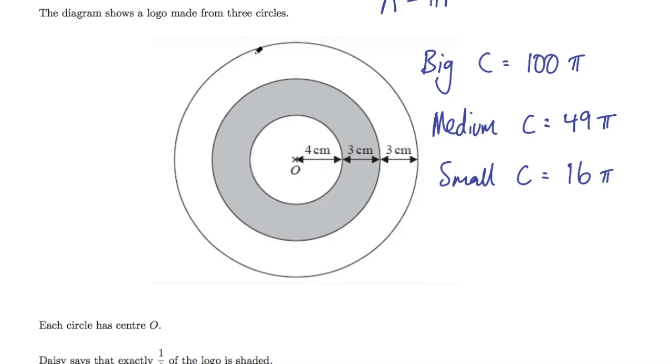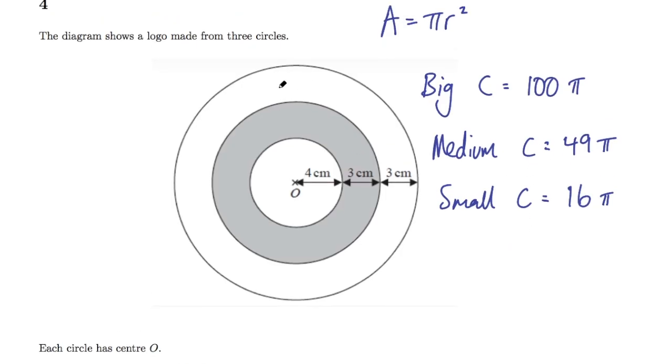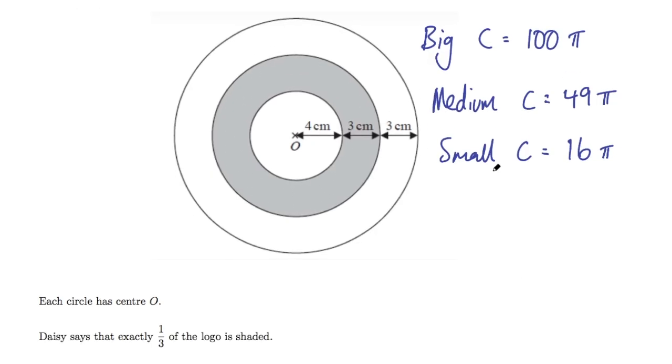So is there a way that we can find the shaded area using the areas that we have found? Well, yeah, there is, isn't there? We can subtract this small circle from the medium circle, and that should give us the shaded area. So we can say shaded area equals the medium circle, 49 pi, subtract the small circle, 16 pi.